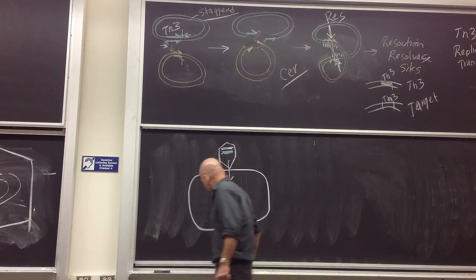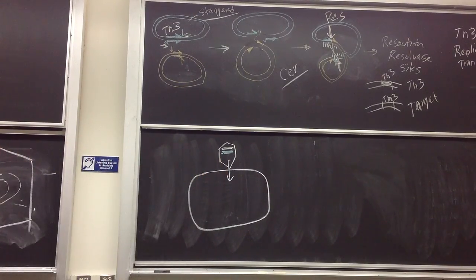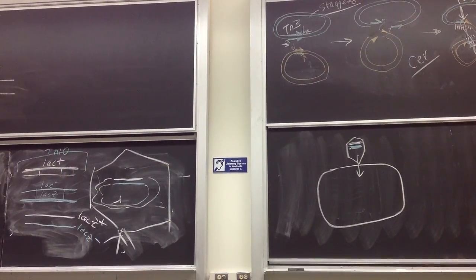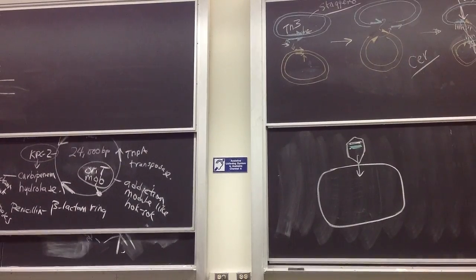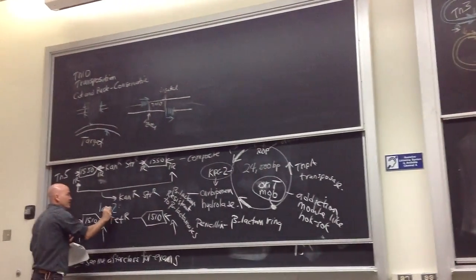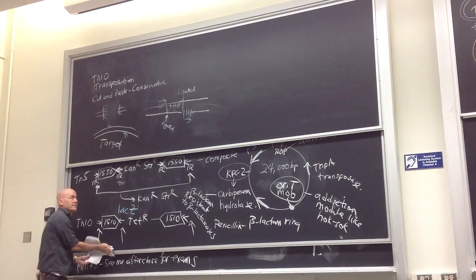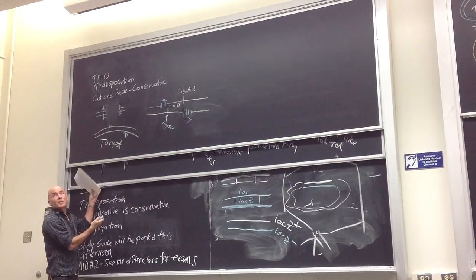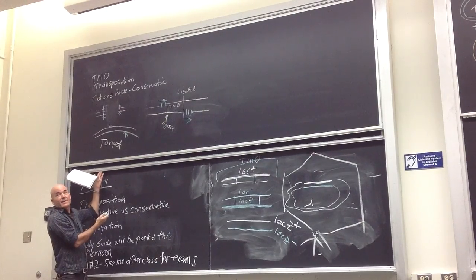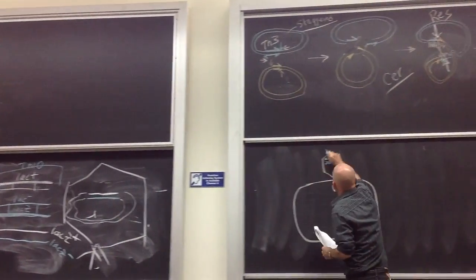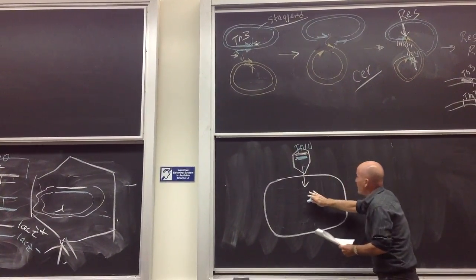Now, the key is, this LAC Z gene is all within TN10. So within those ends of TN10, the ones we showed, she put a LAC Z gene in between. You got that? So when TN10 transposes, the LAC goes with it, right?